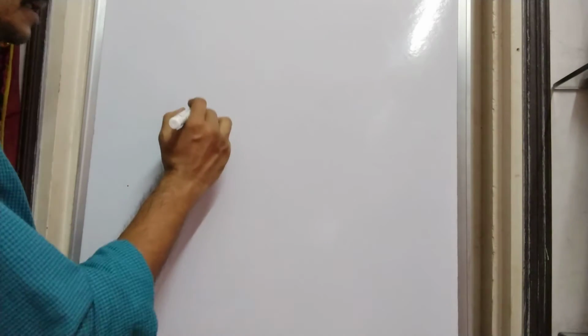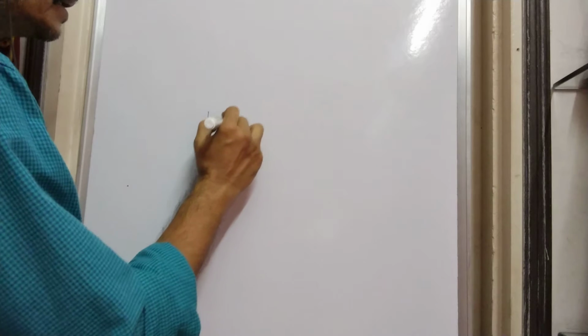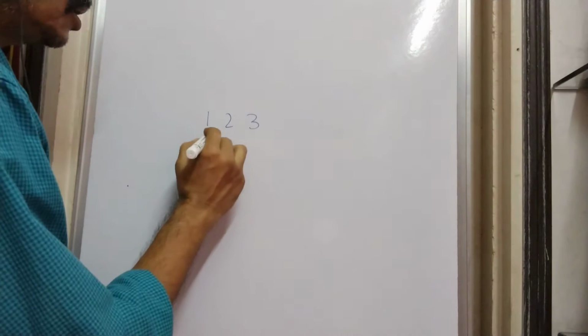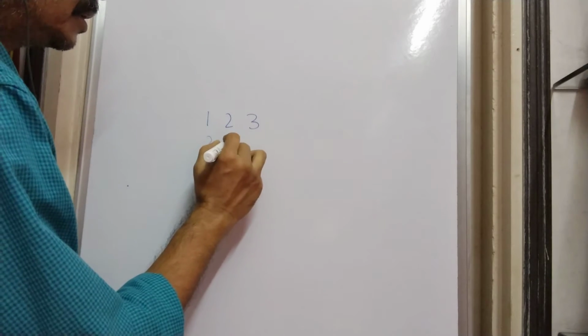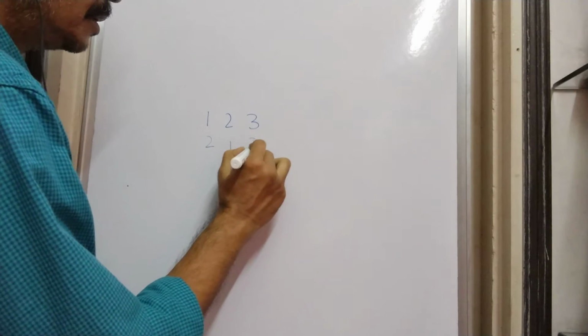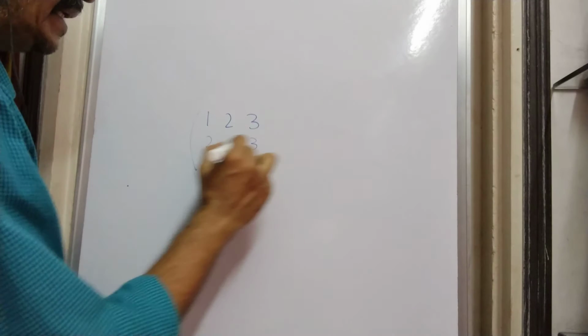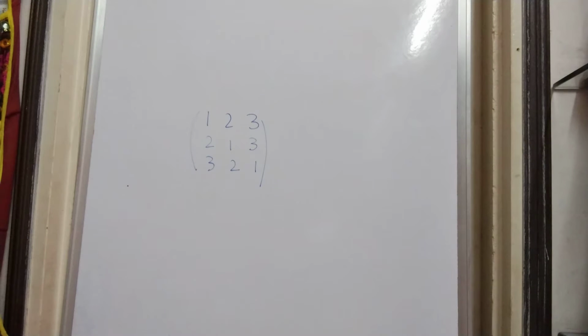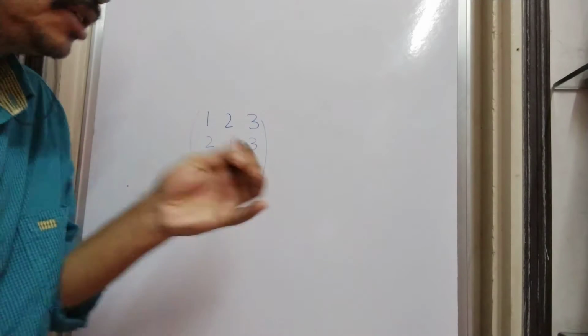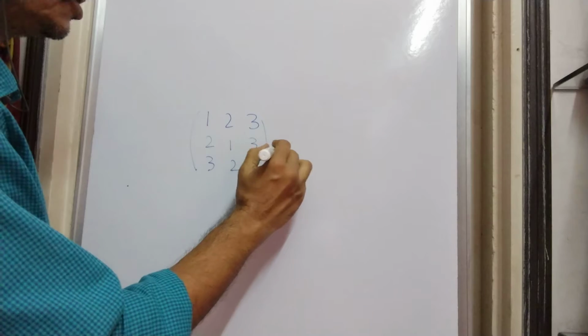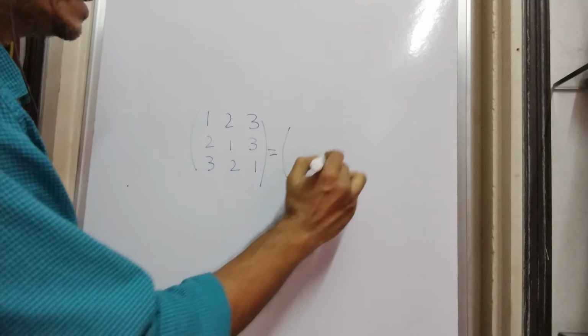Let us take an example of a 3 by 3 order matrix and decompose it into the product of a lower triangular and an upper triangular matrix. Just reduce this 3 by 3 to the product of two matrices.